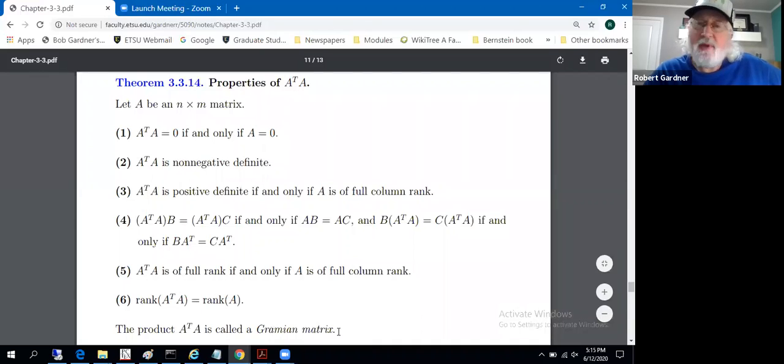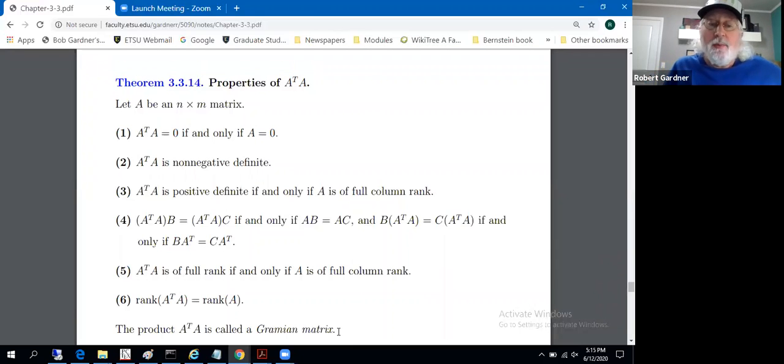This is called the Gramian matrix of matrix A, a term new to me, I have to admit. But the claims are: A transpose times A is a 0 matrix if and only if A is a 0 matrix. A transpose A is non-negative definite. So we do that X transpose X thing, we'll get out something that's greater than or equal to 0, non-negative definite. A transpose A is positive definite if and only if A is full column rank, similar to what we had above. We didn't have exactly this in what we stated previously though.